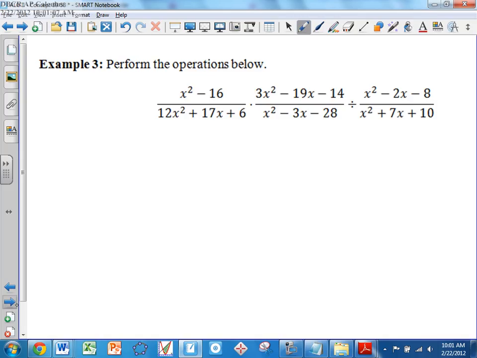What are you going to have to use? What kind of method here? AC method. You're gonna need AC method twice. You're gonna need dots. So you got a lot of work to do.